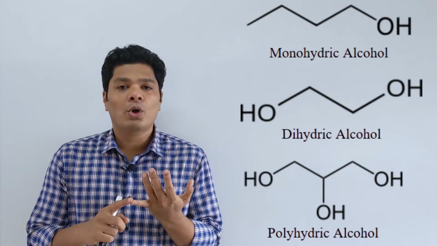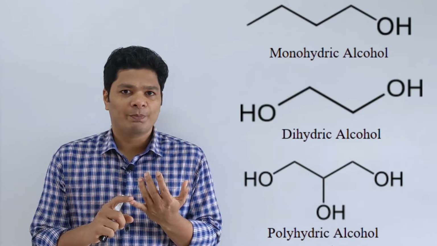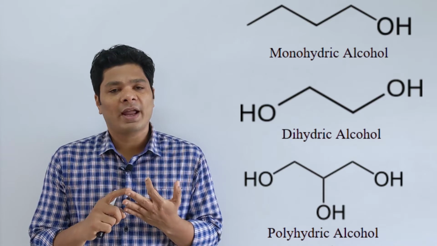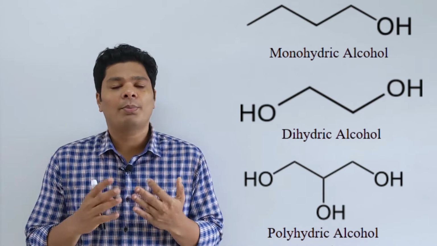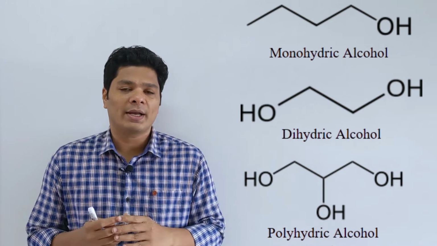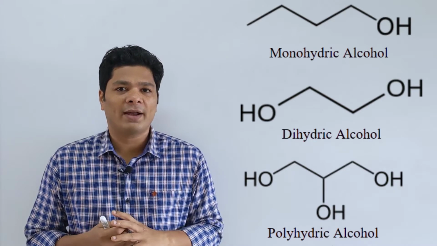Alcohols are hydroxy derivatives of alkanes. If you remove a hydrogen atom from an alkane and replace it by an OH group, you get the corresponding alcohol. Depending on the number of OH groups, you can classify them as monohydric if there is only one OH group, dihydric if it is 2, trihydric if it is 3, or polyhydric if it is more than 1. Anything more than 1 is called polyhydric.